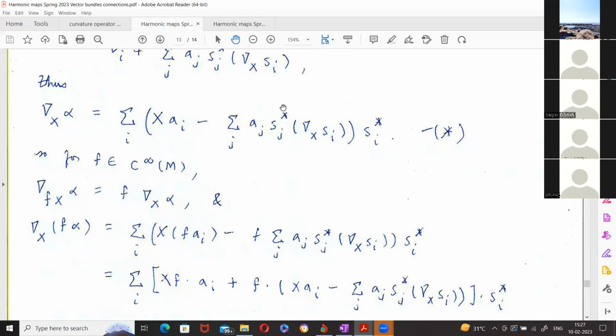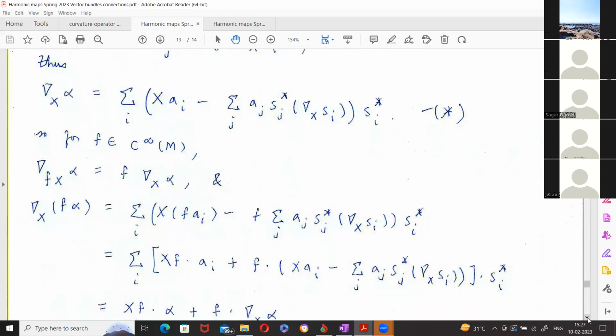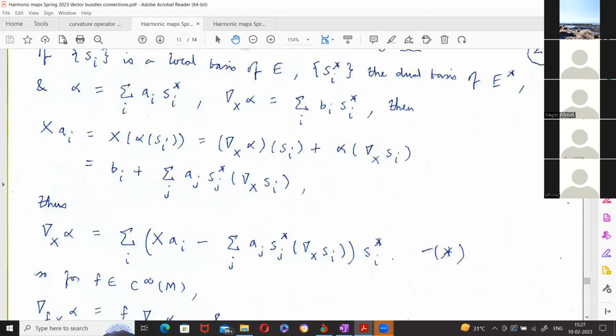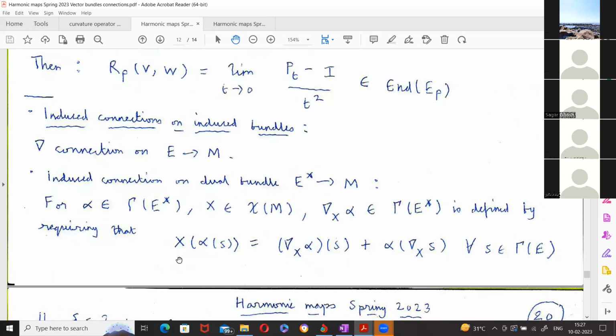Yeah. So this defines a connection on the dual bundle. The point is that this equation holds: X of alpha s is nabla X alpha of s plus alpha of nabla X s. Our connection on the dual bundle is defined so that this equation holds. This uniquely determines the connection, right?